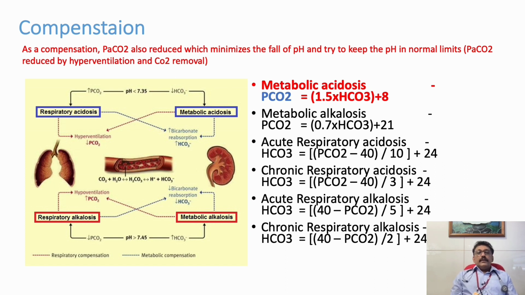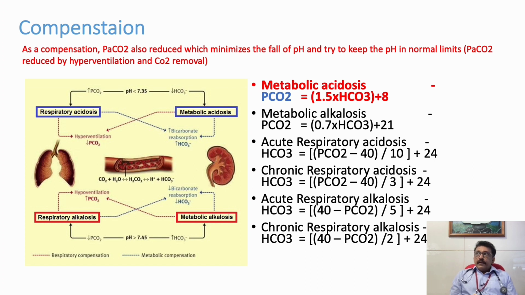So we can calculate PaCO2 by 1.5 into bicarbonate plus 8. That will give you the expected carbon dioxide level. Suppose the patient has an additional problem like hypercarbia due to COPD, the carbon dioxide may go very high compared with this. Or if the patient has hyperventilation syndrome and carbon dioxide washout, we will not be seeing this expected carbon dioxide correction.